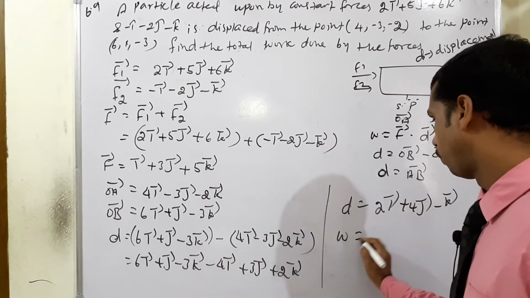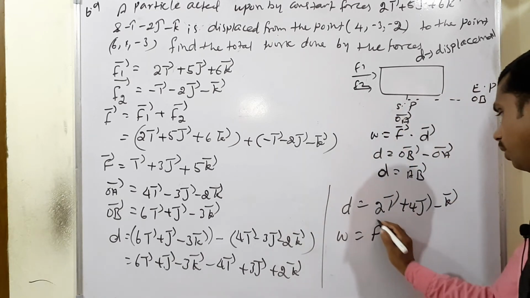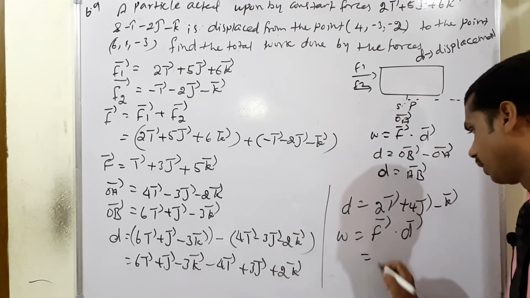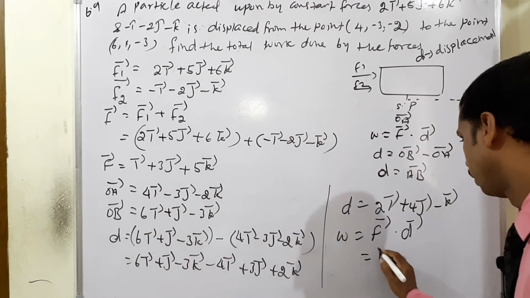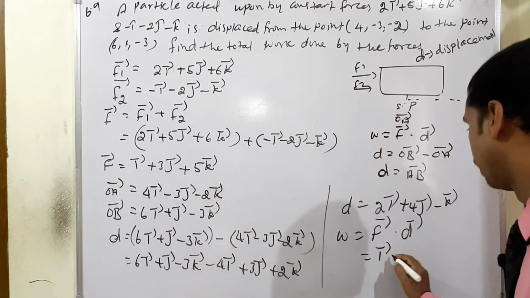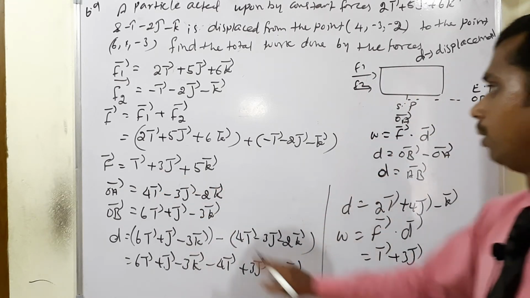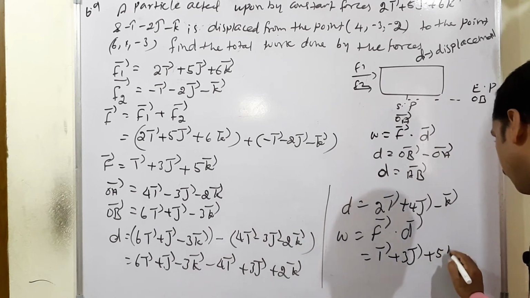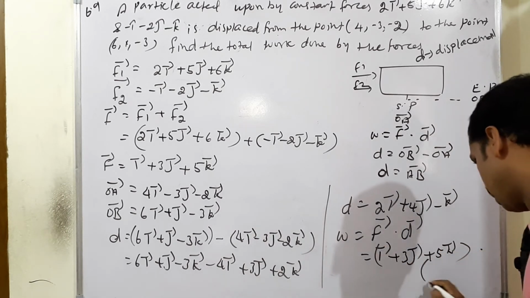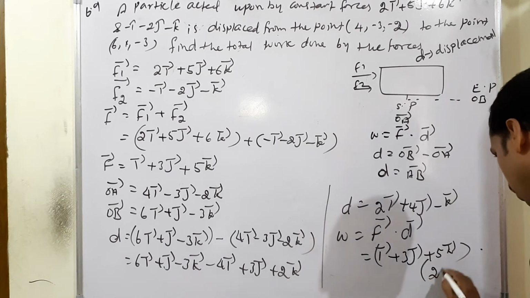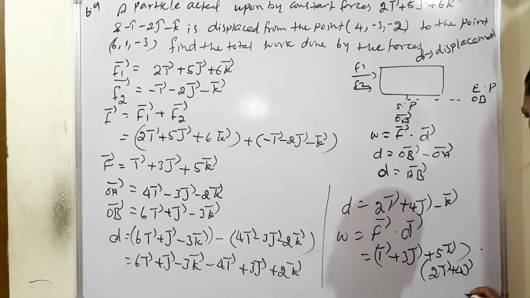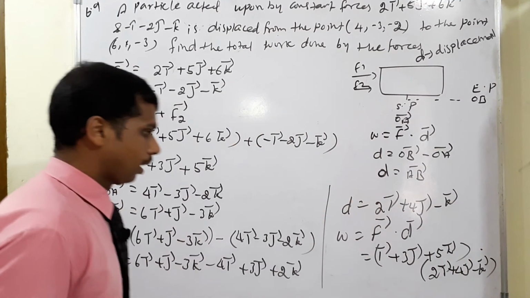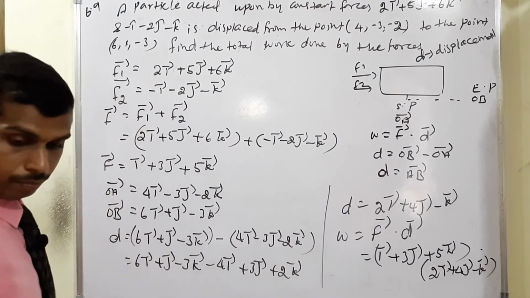Therefore, the work done formula is F vector dot D vector. F vector is i vector plus 3j vector plus 5k vector, dot D. D is equal to 2i vector plus 4j vector minus k vector. The dot means the scalar form, only a number will come.